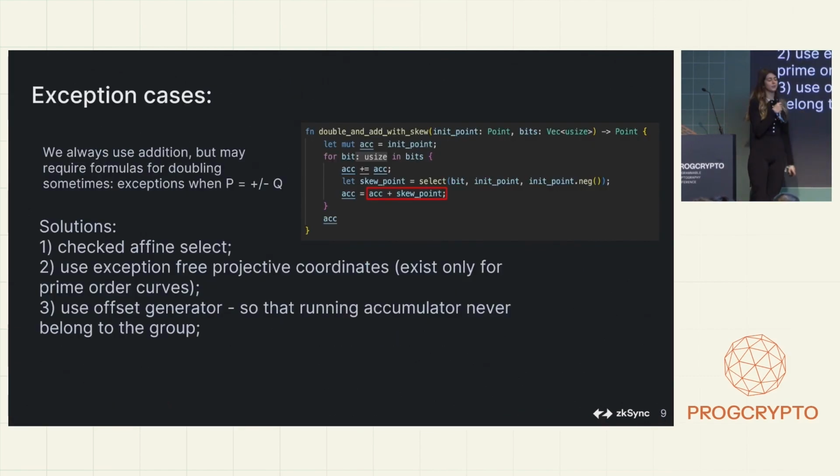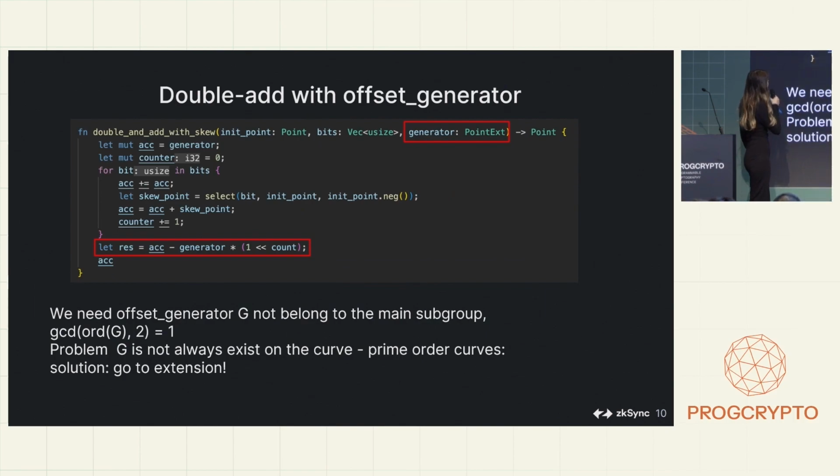Second, we use an exception-free projective point, but this solution works just with prime order Q. And third, we use an offset generator, and this works for both prime order and non-prime order. Let's look at our algorithm with the offset generator. We add our offset generator in the beginning. Here we set the accumulator to the generator, and add the counter. I will explain later why. And in the end, we divide.